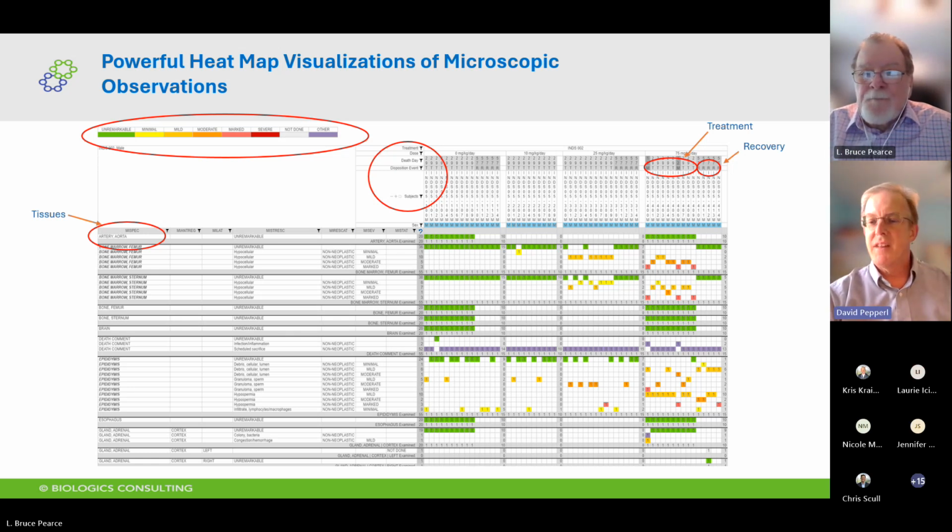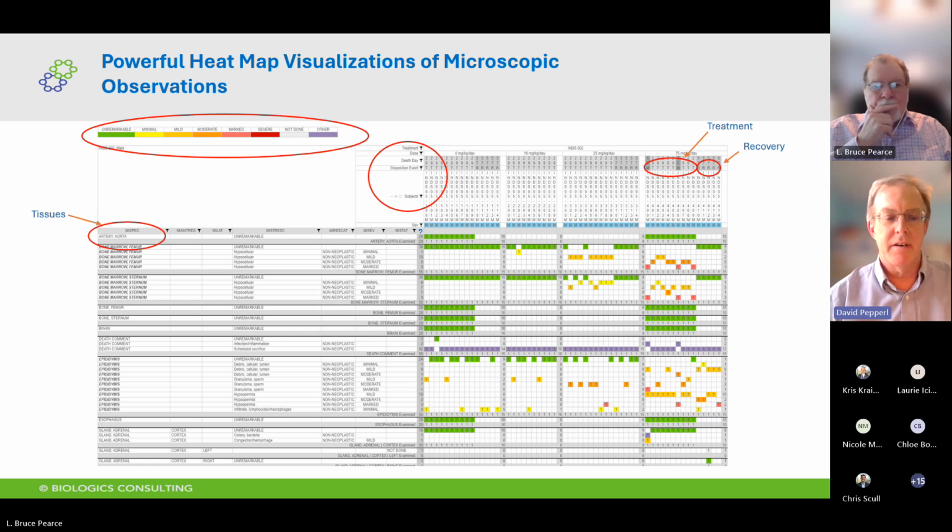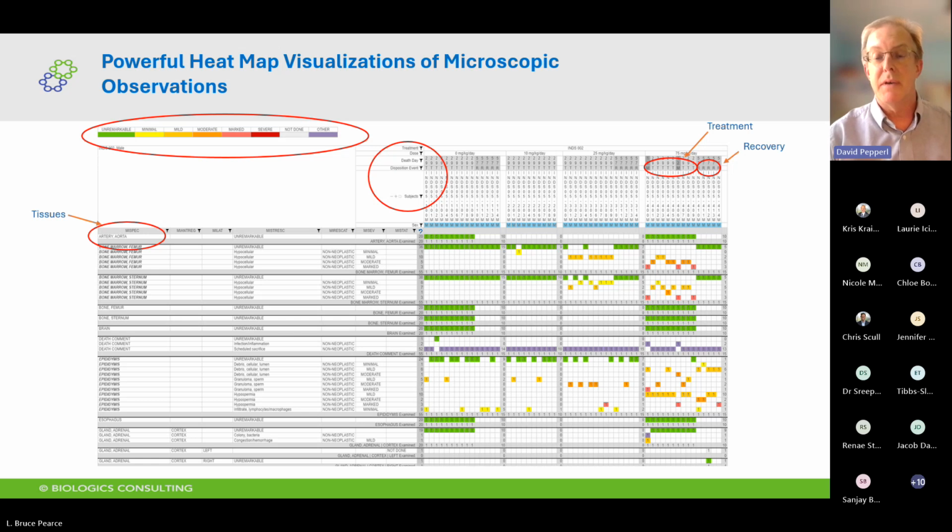Great, thanks, Bruce. Now, I'm just going to show you an example here of one of the visualizations you might see in SendExplorer. This first example is just one visualization summarizing a portion of the microscopic pathology findings from a single repeat dose toxicology study in rats. Now, in this case, please note that these results are solely for the male animals.